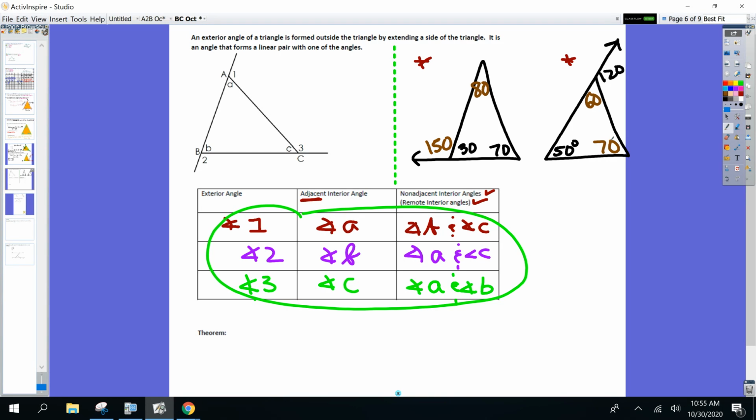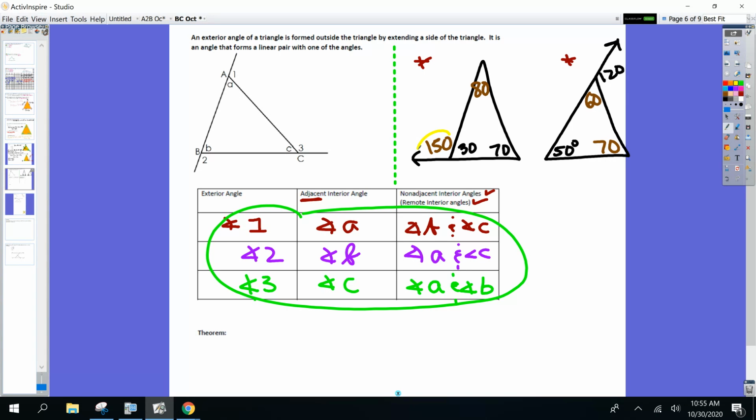Do you see any relationship between the exterior angle of each triangle and any of the angles inside? Okay, do you see any relation? And don't tell me linear pairs, supplementary. Okay, I get it. We don't need triangles for that. Do you see any relationship between the exterior angles of both triangles and any of the interior angles? Dig deep. Come on, honors kids, dig deep.